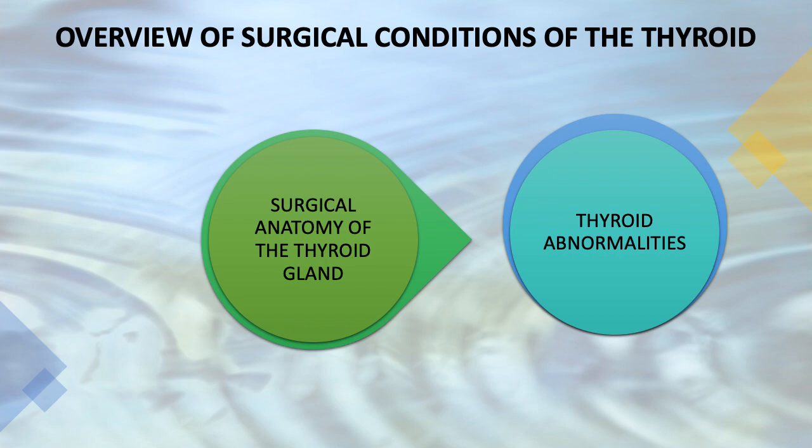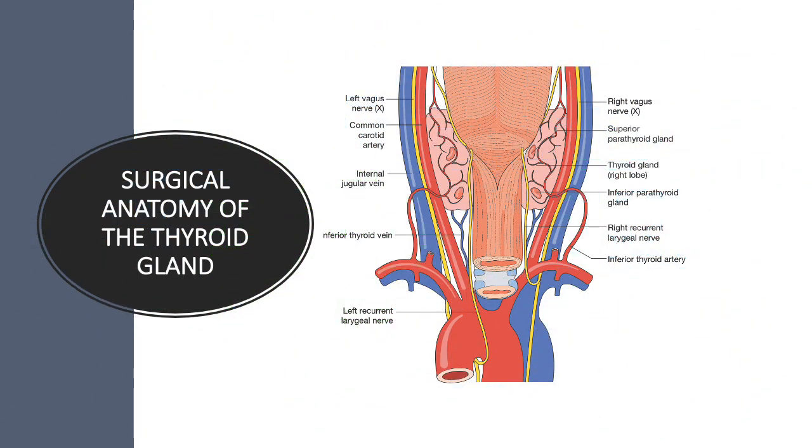In this lecture, I will cover the overview of the surgical conditions of the thyroid. In this, we will discuss the surgical anatomy of the thyroid gland and the various abnormalities of the thyroid gland. So, first of all, we will concentrate on the surgical anatomy of the thyroid gland.